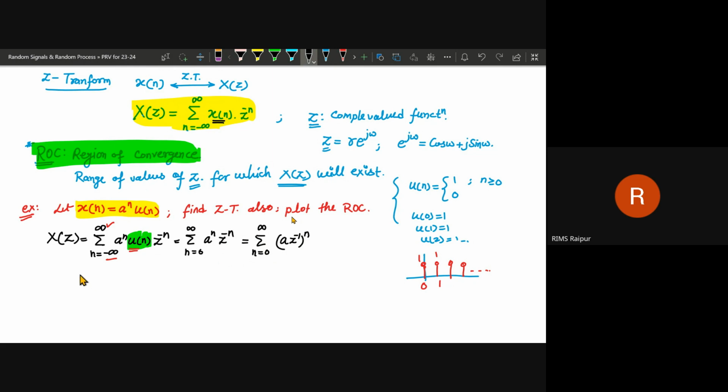Correct? Now, if we expand this summation, first we will put 0 in place of n. So this value will be (a z inverse) raised to power 0. Next, we will put 1 in place of n. So it will be (a z raised to power minus 1) whole raised to power 1. Next, we will put 2 here. So it will be like this. For 3, it will be like this, and so on up to infinity. Correct? So can anyone tell me which sequence this is?